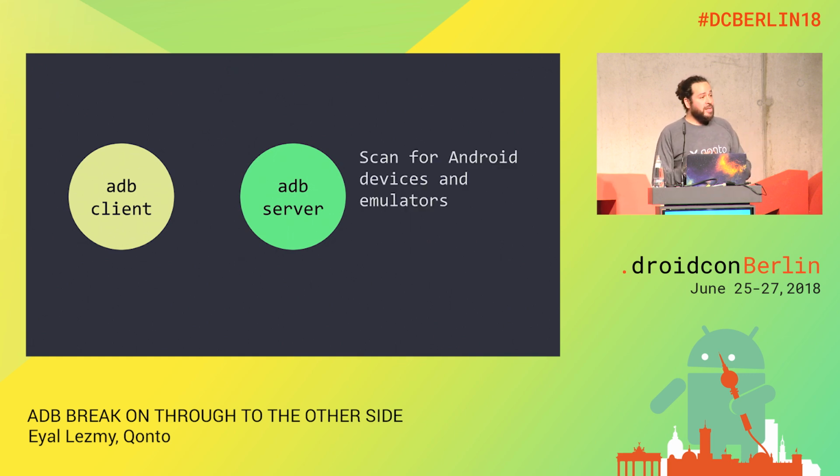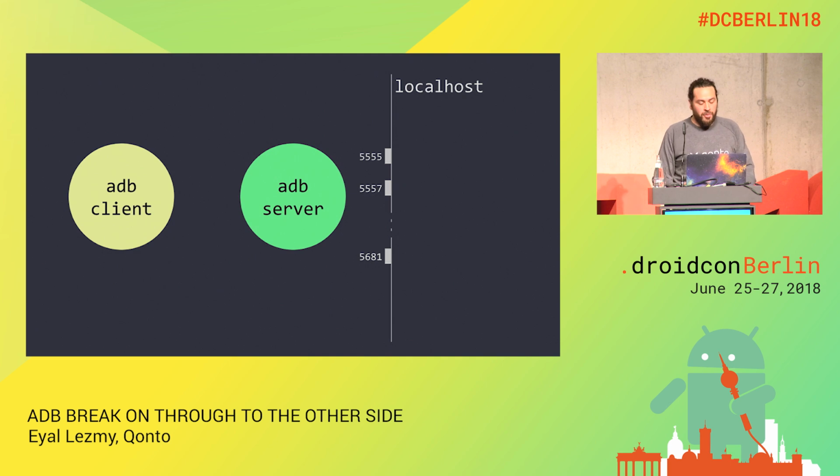So the port is 5037, listening for ADB clients that want to communicate with it. And the second thing that the ADB server will do when you start it up is scan for Android devices and Android emulators. How does it do it? For example, for the emulator, it will look at the localhost network interface and look in the port range from 5555 to 5681. And it will look for odd numbers to find an ADB daemon behind. It will just crawl this range of ports.